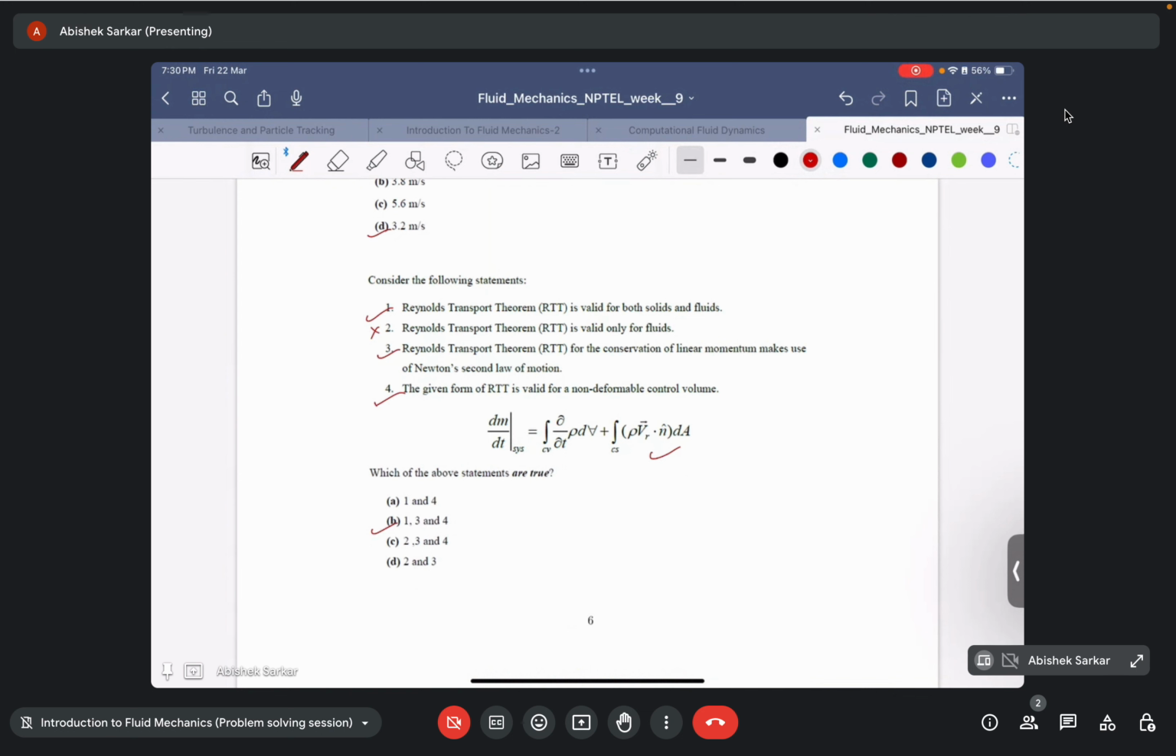Okay, so I will just suggest that you go through the lectures again and again if possible, so you are well versed with the conservation of mass. Okay, and how to use RTT for applying the conservation of mass. Okay, so that's very important.